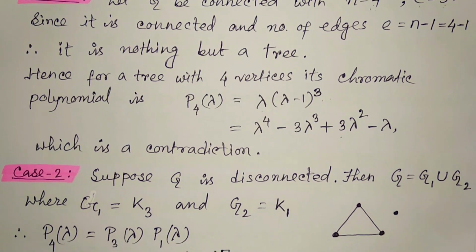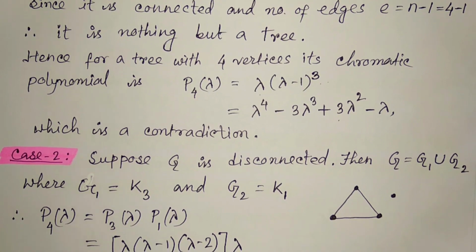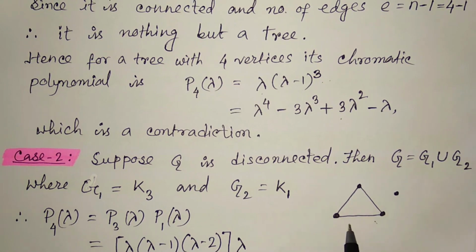In case 2, the graph is a disconnected graph. If it is a disconnected graph having 4 vertices and 3 edges, then the only possibility is this one. So if it is so, then here we will find two components. This is the first component, say G1, and this is the second component, say G2.